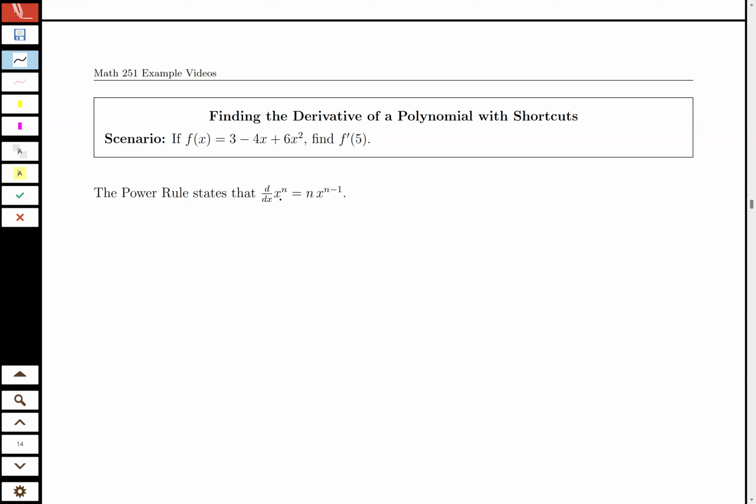The power rule states that if I have something that looks like x to the n, I can pull down that exponent, make it multiplication, and subtract 1 for the power. If it helps, I can think of my function f of x as 3 minus 4x plus 6x squared. This is really an x to the first power. I have one x there. So let's take the derivative of this thing.